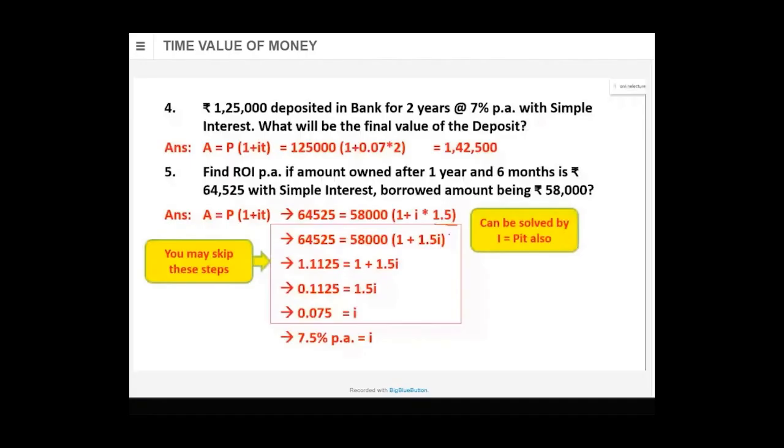You may skip all these steps. On a paper, you should take paper. Listen to this now. You should take paper, write the formula, substitute the values: 64,525 is equal to 58,000 in bracket 1 plus I into 1.5. And then on the calculator itself, you should do it. Use the calculator, that way directly come to the answer. On the calculator, you should do 64,525.